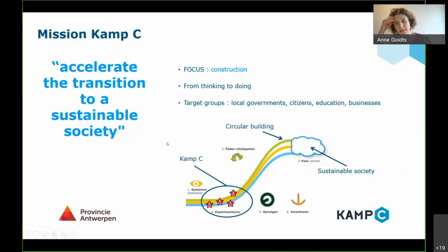As I said, our focus is on the construction sector. And we want to go from thinking to doing. So we are not a research institution. I think we are a little bit different. One thing is we have different target groups. Local government, citizens. We work also on education, but not on a university level, and for the businesses in the province of Antwerp and further.